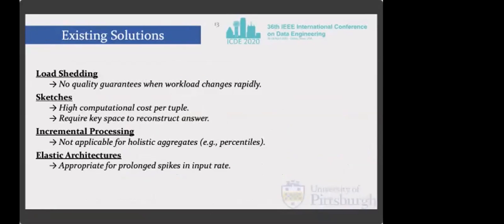Resource allocation in SPEs is a hard problem, and many solutions have been proposed in the past. Load shedding involves dropping data when the underlying infrastructure is not capable of meeting the delay target. However, to the best of my knowledge, existing solutions cannot provide accuracy guarantees for rapidly changing data. Sketching solutions are able to reduce memory requirements by introducing additional computations per tuple. Nevertheless, sketches cannot be applied to many problems, and reconstructing a result requires additional memory.